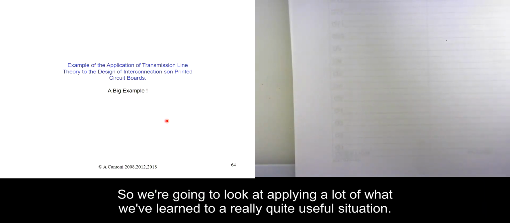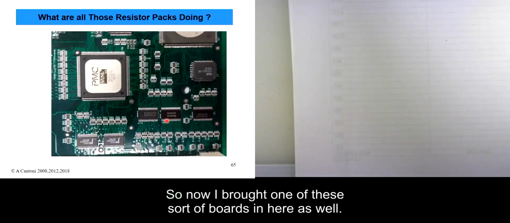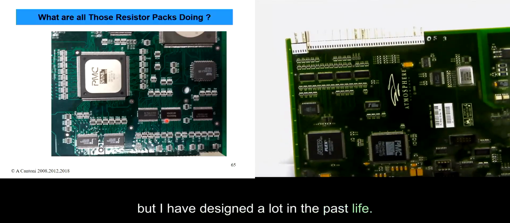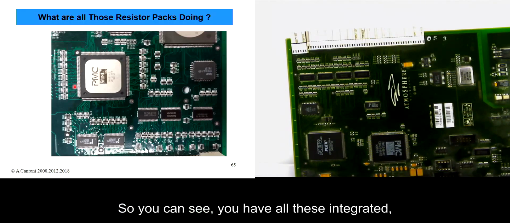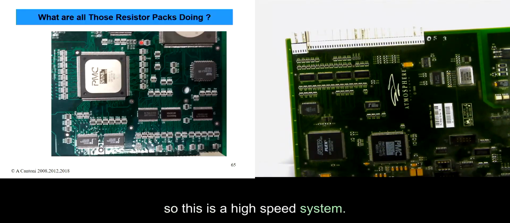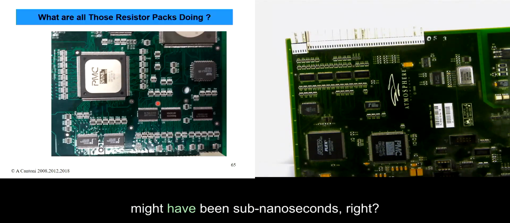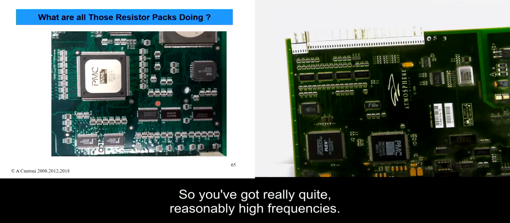So we're going to look at applying a lot of what we've learnt to a really quite useful situation. Now, I brought one of these boards in here as well. I didn't design this one, but I have designed a lot in a past life. So this is a high-speed system. These things were done in the late 90s, because I used to work at a company that did these. The clock rates were hundreds of megahertz, and the rise and fall times of some of the signals might have been sub-nanosecond, right? So you've got reasonably high frequencies.